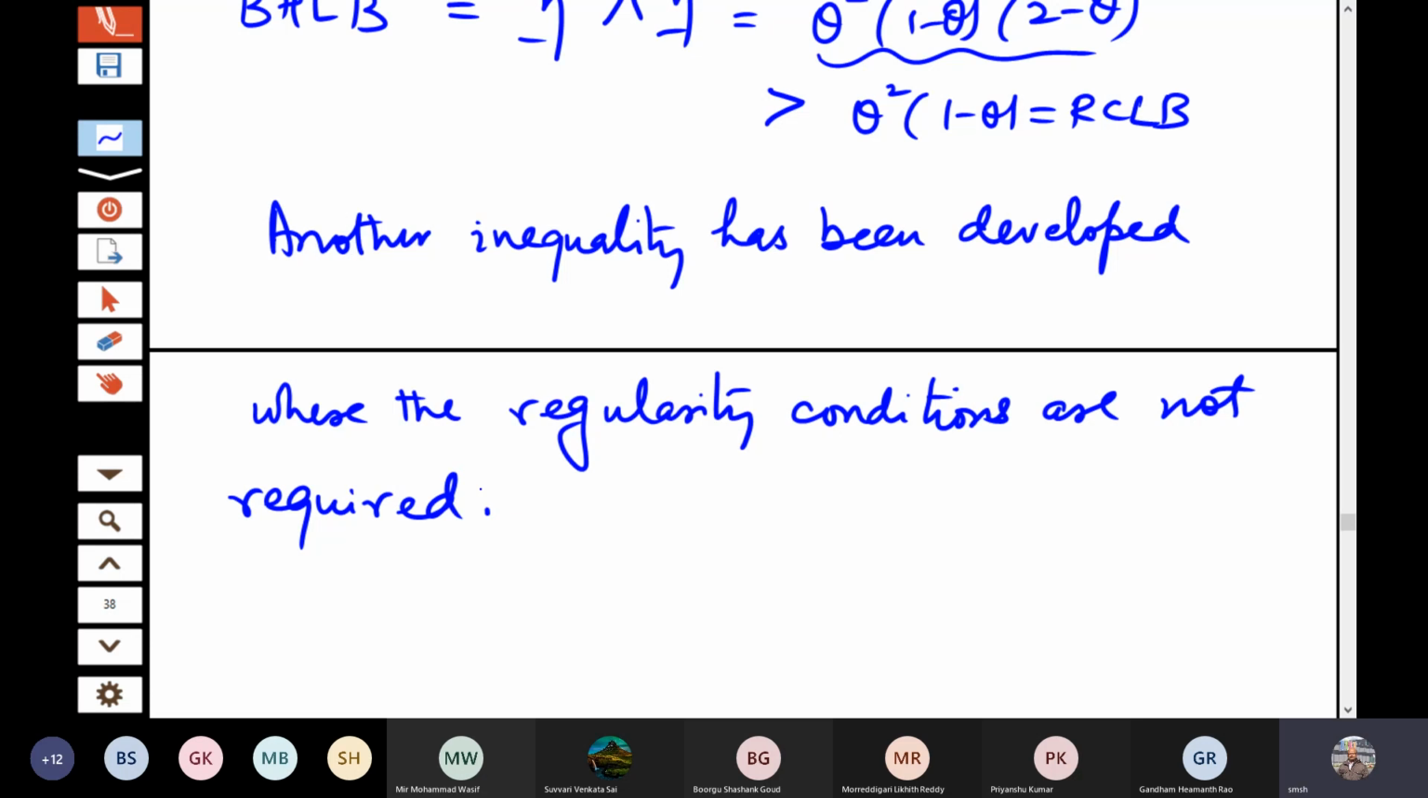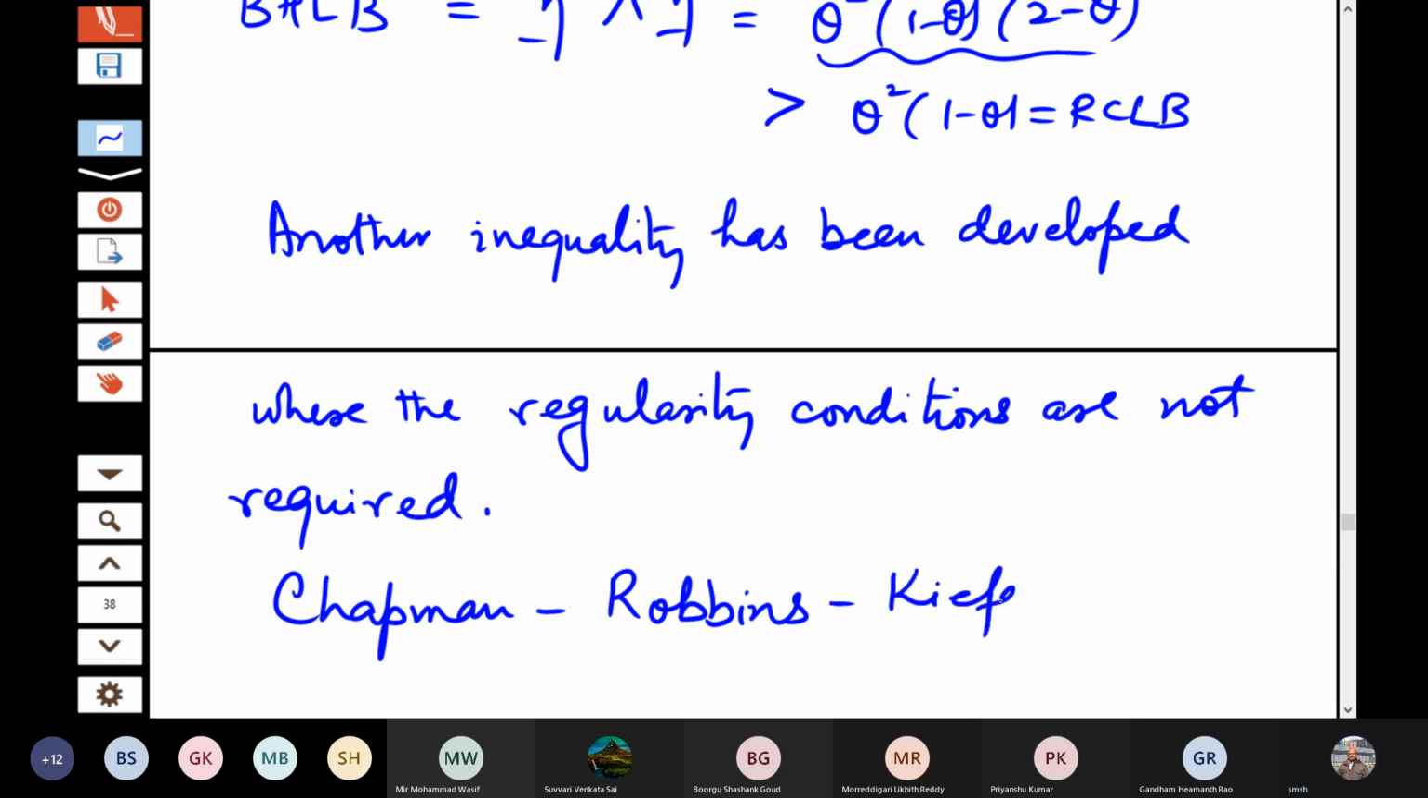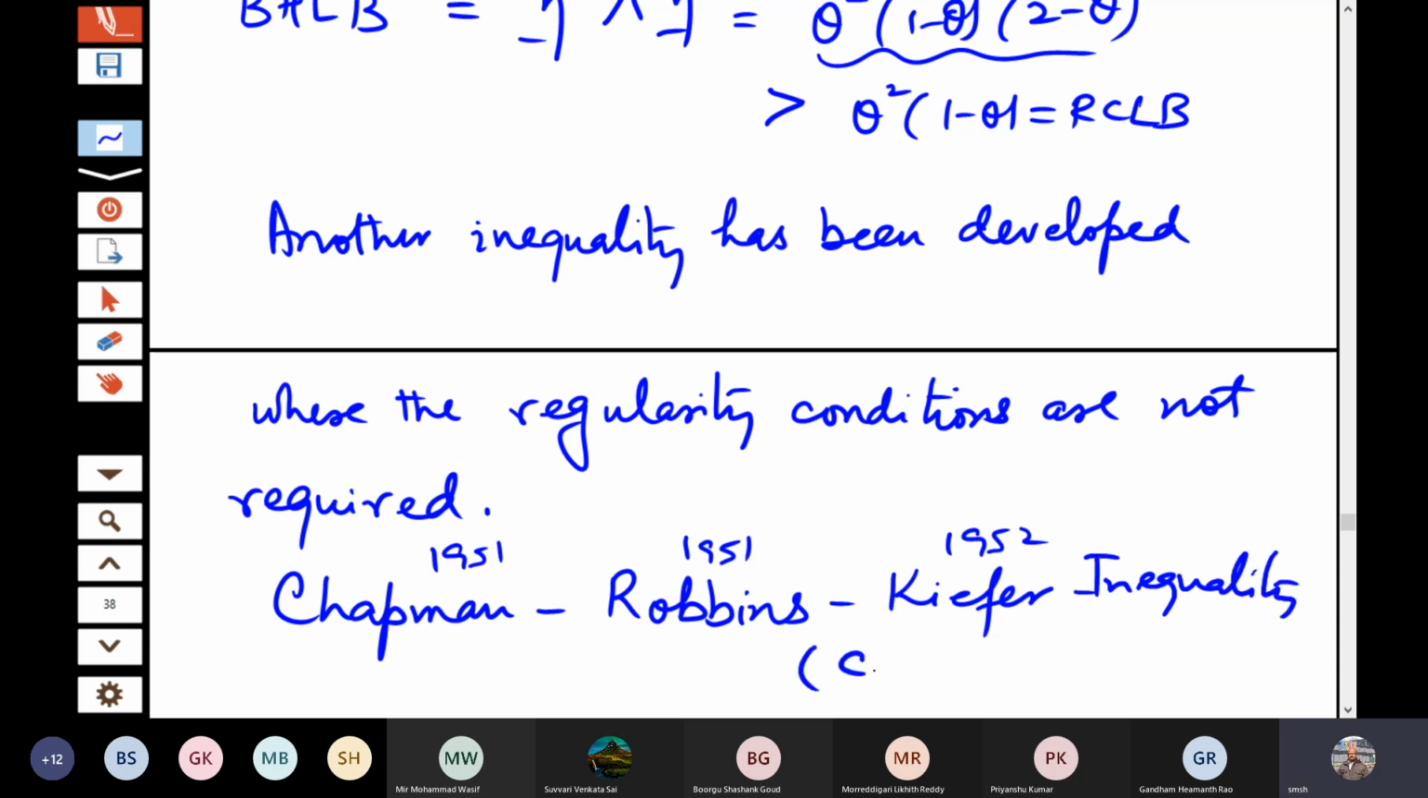Okay. So one of them is actually the more popular one. We call it the CRK inequality. That is named after Chapman, Robbins, that is D.G. Chapman, Herbert Robbins, and Jack Kiefer. So this is 1951. They, of course, all obtained it independently. So we name it after all of them, the CRK inequality.